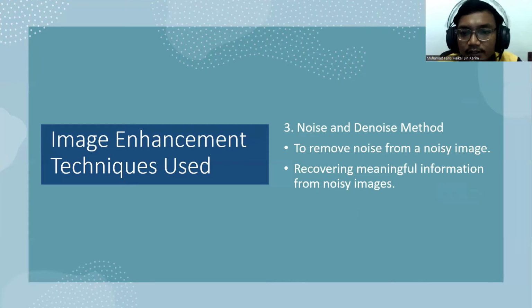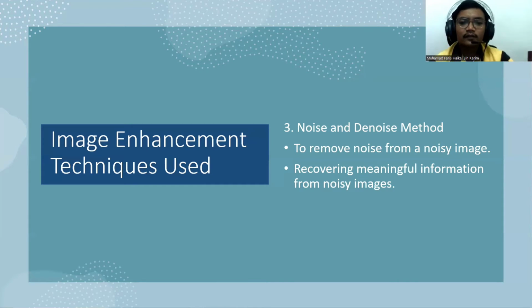The last one is the noise and denoise method. This method removes noise from a noisy image to restore the true image. However, since noise, edges and texture are high frequency components, it is difficult to distinguish them in the process of denoising, and the denoised image could lose some detail. Overall, it recovers meaningful information from a noisy image in the process of noise removal to obtain a high quality image. That's all from me. I will pass to my next group member.